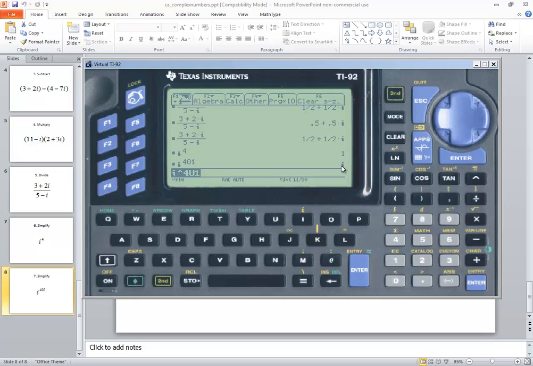Now this will not give you the exact results on a TI-93 or TI-94. You have to realize there's an approximation error that comes up. But on the TI-92 it gives you the correct answer. And that would be how you do complex numbers on a TI-92 calculator.